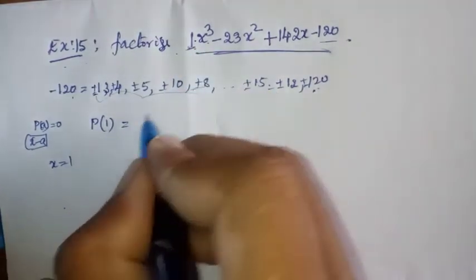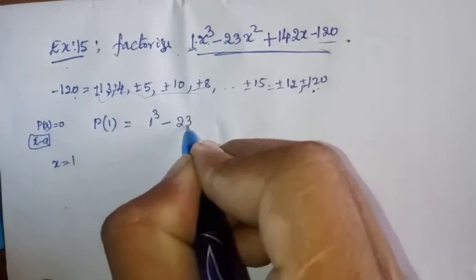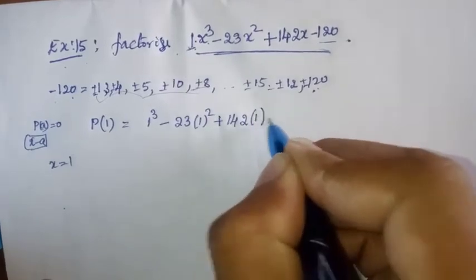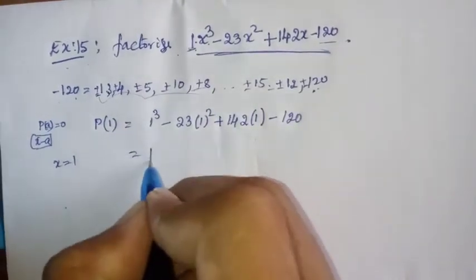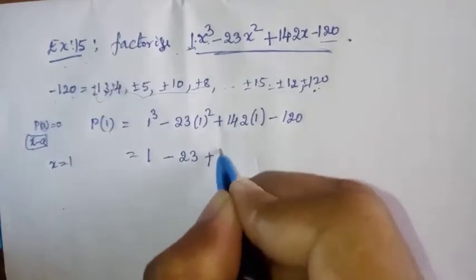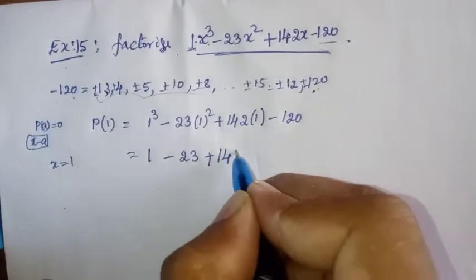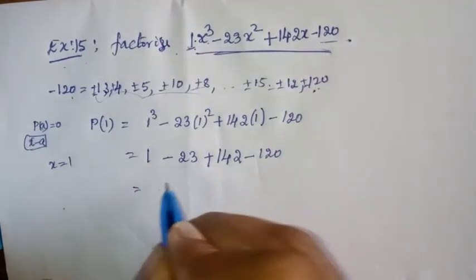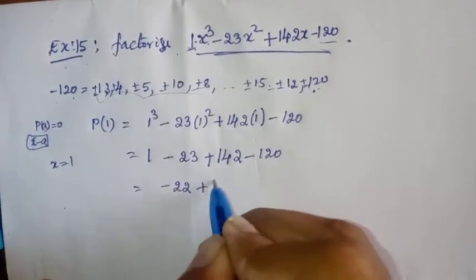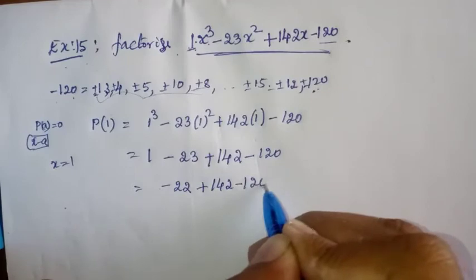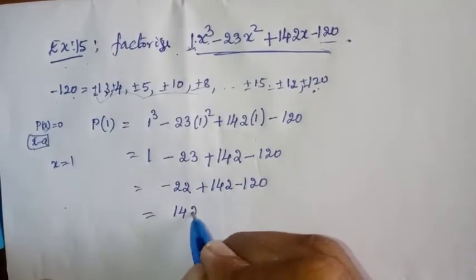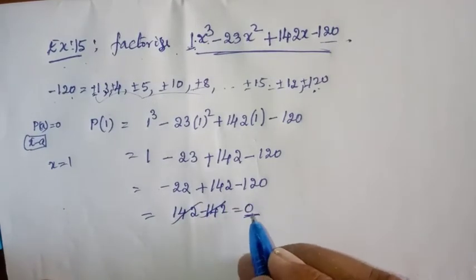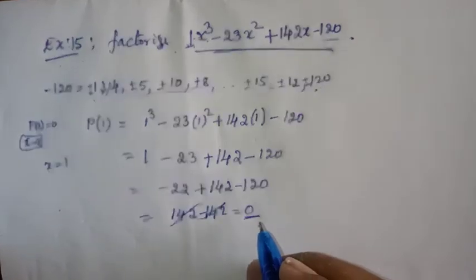Now substitute here: 1 cube minus 23 into 1 square plus 142 into the value of x, which is 1, minus 120. Simplify: 1 minus 23 plus 142 minus 120. Now simplify: minus 22 plus 142 minus 120. 142 minus 142, they get cancelled. The answer is 0. It means that the remainder is equal to 0.